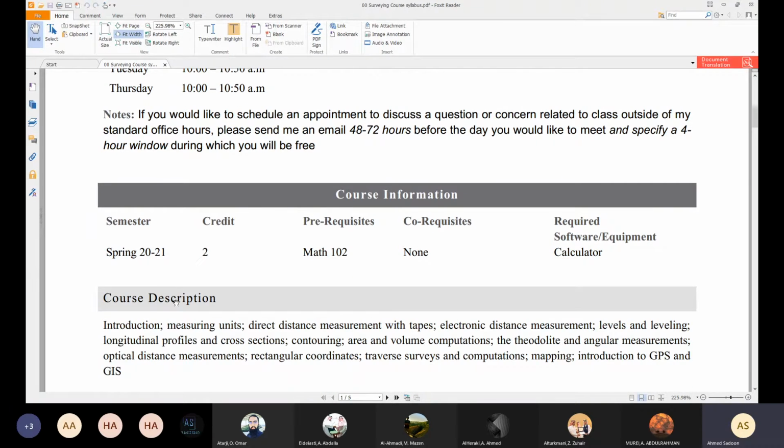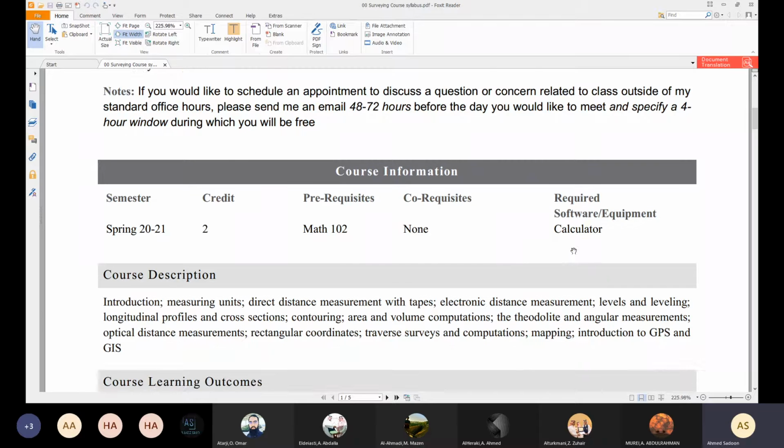So the credit hours for this course is 2 credit hours. Like I just mentioned, we have 1 credit hour for the lecture and 1 credit hour for the lab, with a duration of 3 hours. In order to be eligible to register for this course, you should pass Math 102. Make sure, the system is not going to allow you to register for this course unless you pass Math 102. We don't have any co-requisites. In this course, we are going to use the calculator a lot, so make sure that you have a convenient calculator.